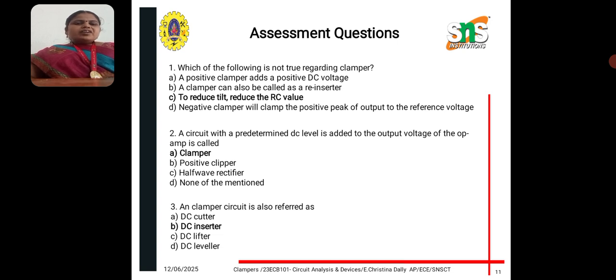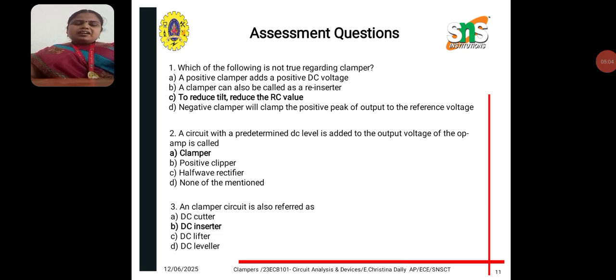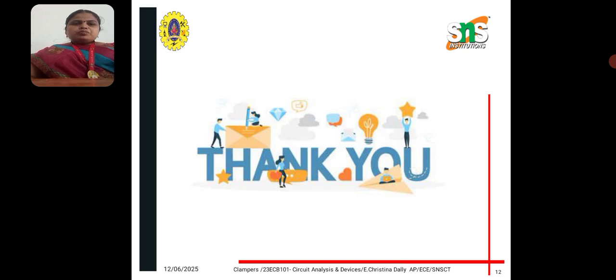Here we have so many clampers, which are referred to as DC inserters. At the same time, we have seen what types are used in the clamper and how the applications have been used.